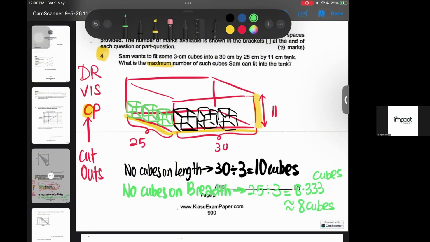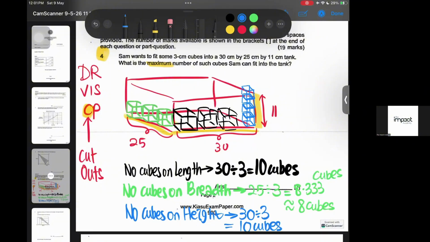Of course, now you're going to go on and ask yourself, what about the height? Agree or disagree? What about the height? In this situation, how many can I put? I don't know, I have no idea, right? I can obviously find the number of cubes on height. How many can I actually put? 30, once again, divided by 3. You agree or disagree? I can put 10 cubes.